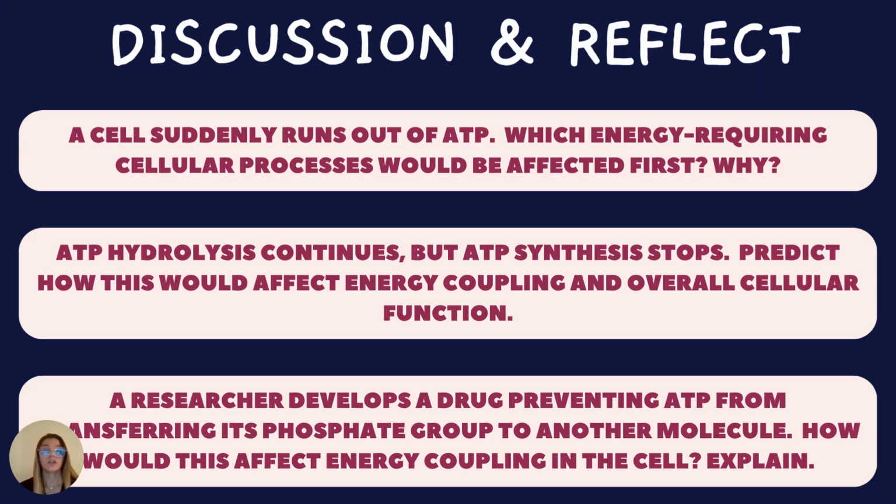So here we have our discussion and our reflect questions. These I prefer to be discussed as a group, but then reflected on individually. These questions are meant to encourage students to apply the concept versus just recalling the information. Instead of asking students to define ATP hydrolysis, they're actually required to predict what would happen if energy coupling was disrupted. For example: a cell suddenly runs out of ATP, which energy requiring process would be affected first and why?